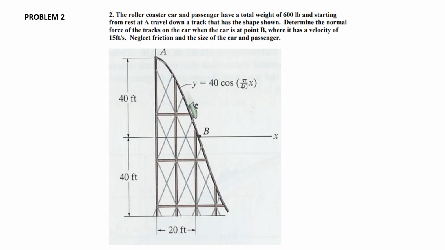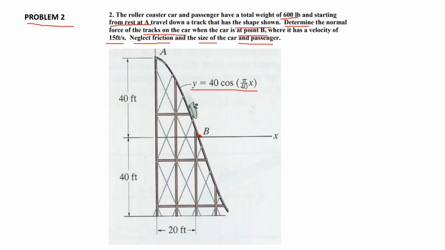So in problem 2, the roller coaster car and a passenger have a total weight that they give us of 600 pounds, and starting from rest, so we know the initial velocity is 0, at A, travel down a track that has the shape shown here. So we have an expression for the shape of the track. They want us to determine the normal forces of the track on the car when the car gets to this point B down here, where it has a velocity that we know of, 15 feet per second. They tell us to neglect friction and the size of the car and passenger.